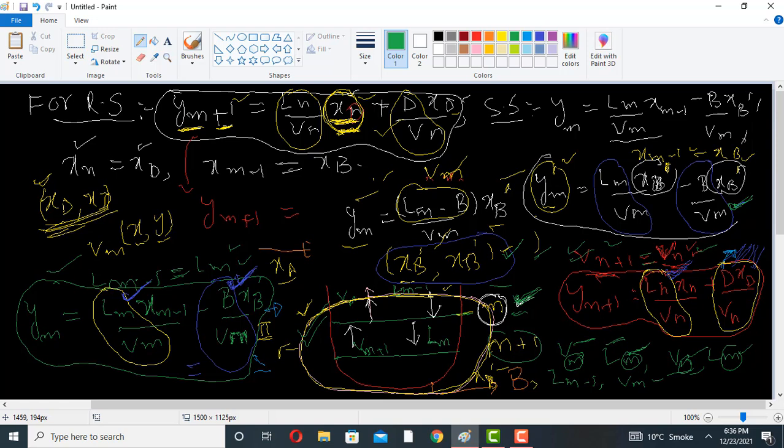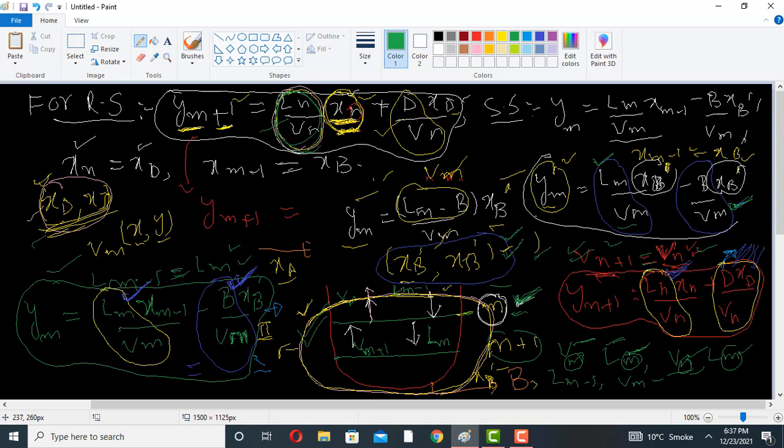Similarly, if we know this point on the stripping line and the slope of the stripping line, which is Lm divided by Vm, then we will draw the stripping line. Similarly, for the rectifying section, if we know this point on the rectifying line, and if we know the slope of the rectifying line, which is Ln divided by Vn, then we will draw the rectifying line.